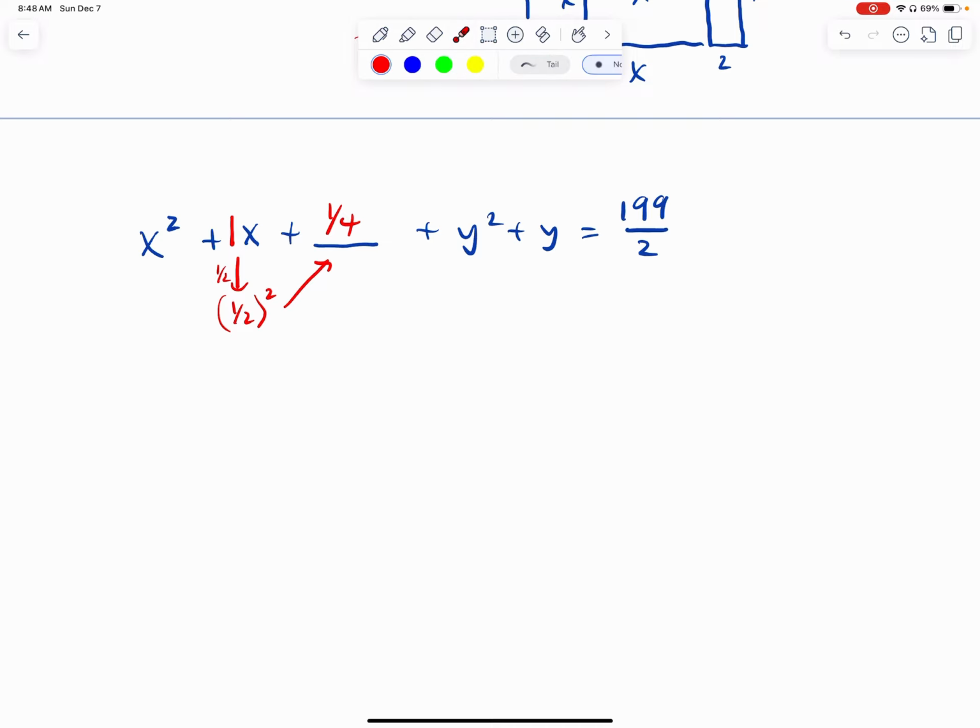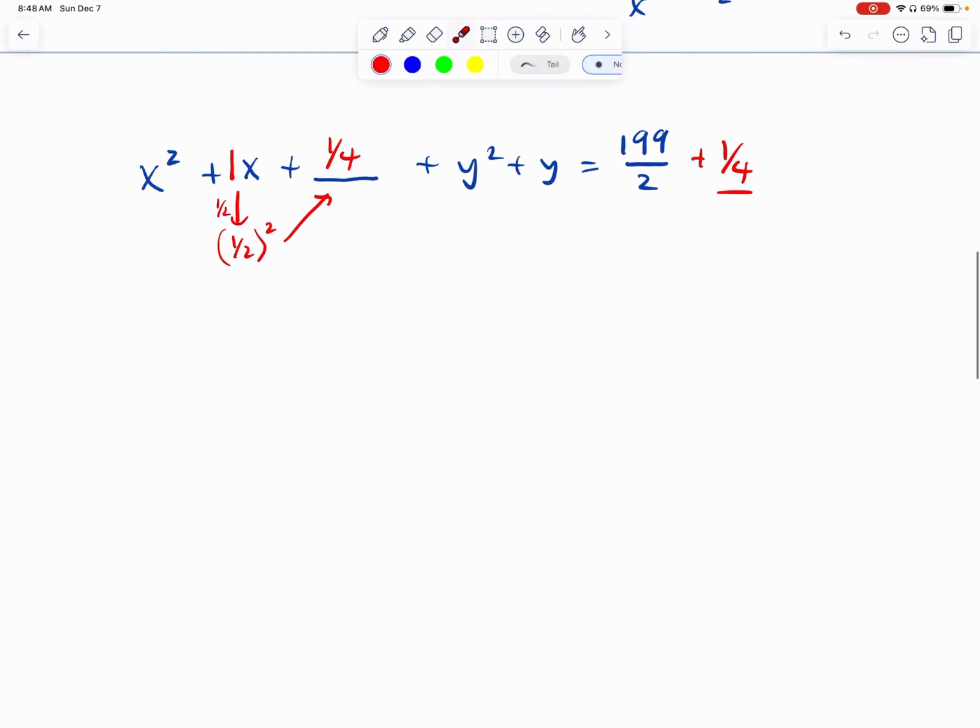Now, I've got a problem. I just added 1/4 to the left side of the equation and made it unbalanced. This side is slightly heavier than that side, so I'm going to compensate by adding a 1/4 over to the right side of the equation. Okay, now I balanced it back out again. So the square that we just completed can be rewritten as x plus 1/2. That's the same thing as this number that's right there, and then quantity squared.